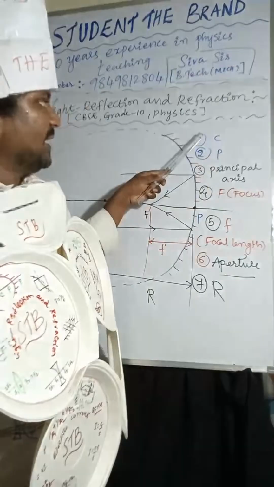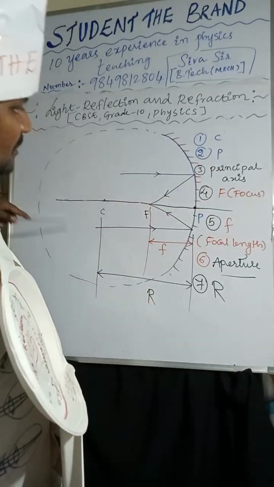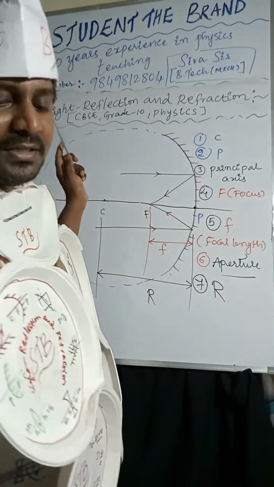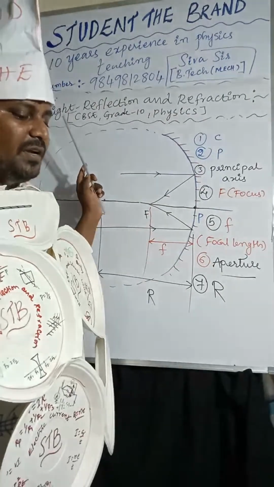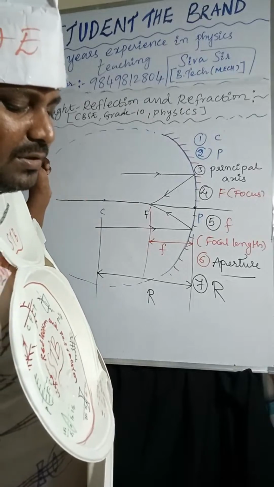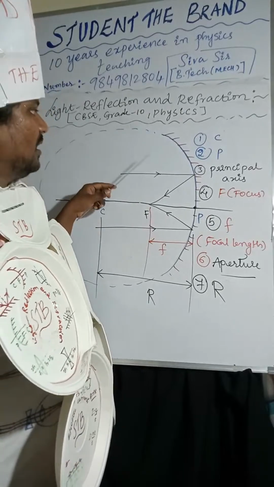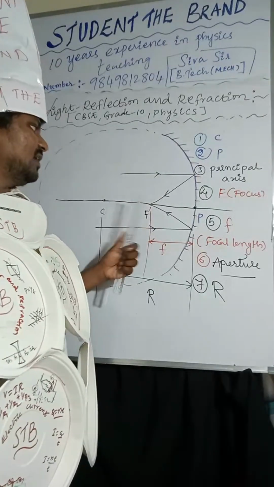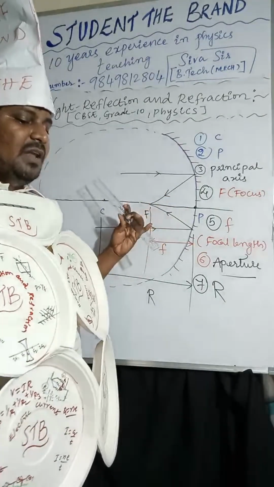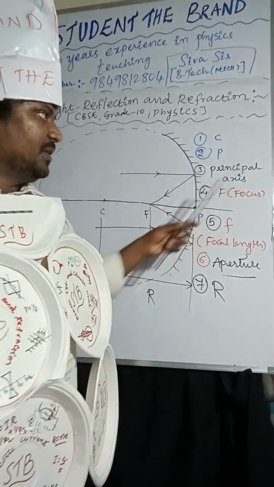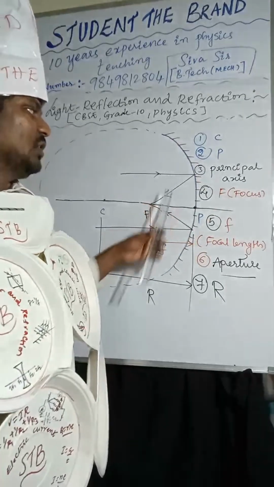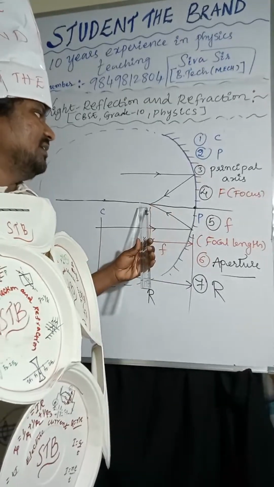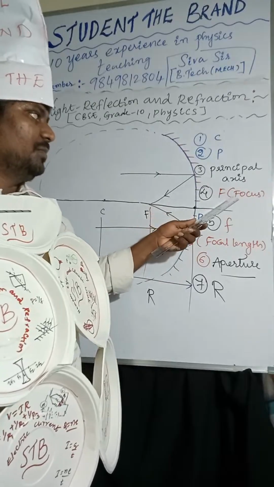The center of the imaginary sphere of which the mirror is a part is called the center of curvature. The midpoint of the mirror is called the pole. The line joining the center of curvature and pole is called the principal axis. After reflection, all light rays will meet at one point on the principal axis, called the principal focus.